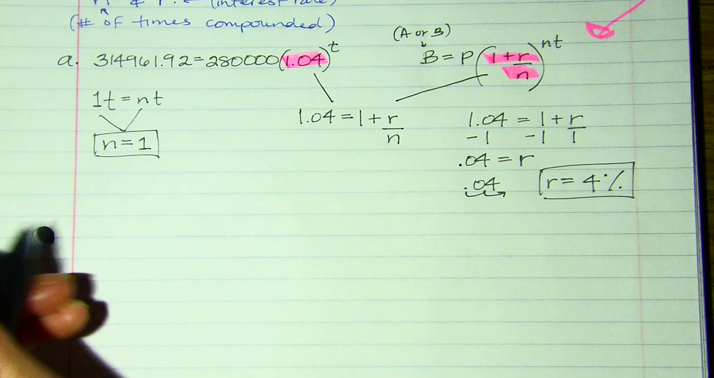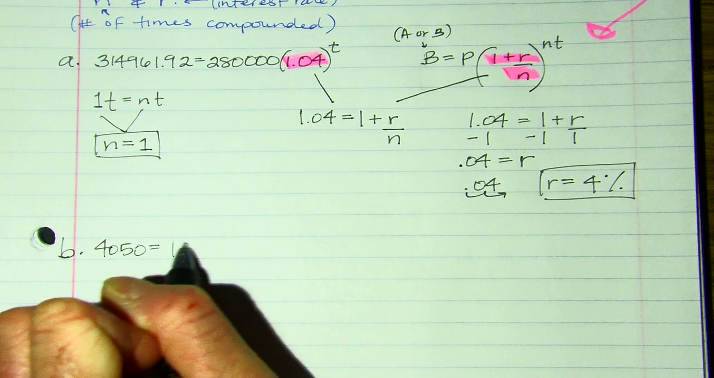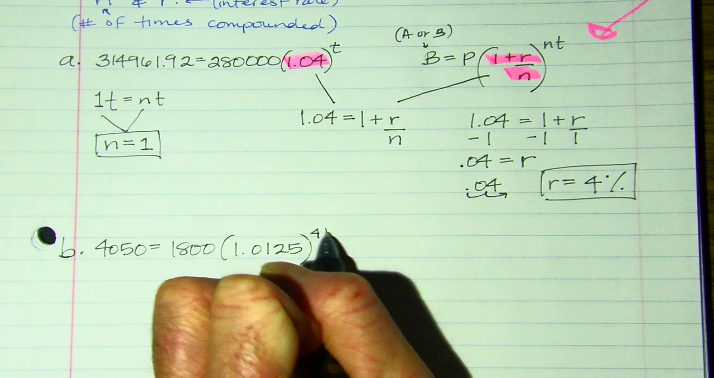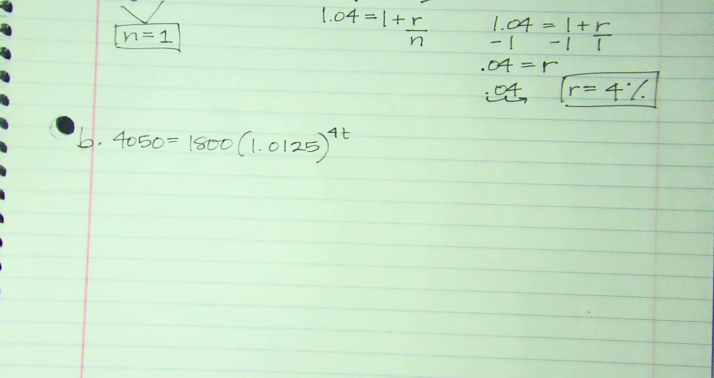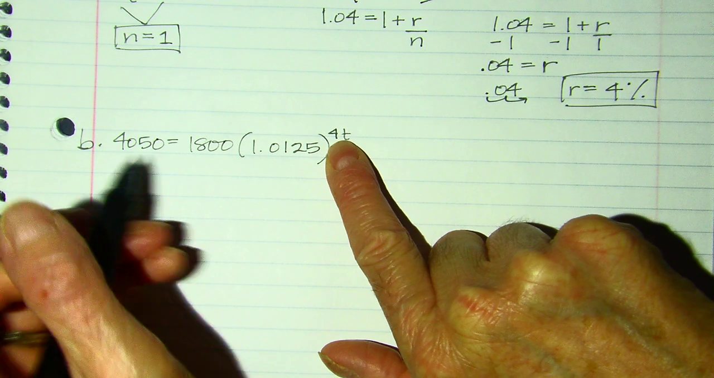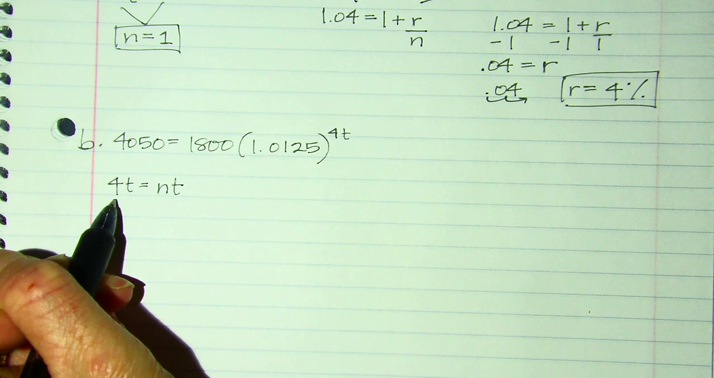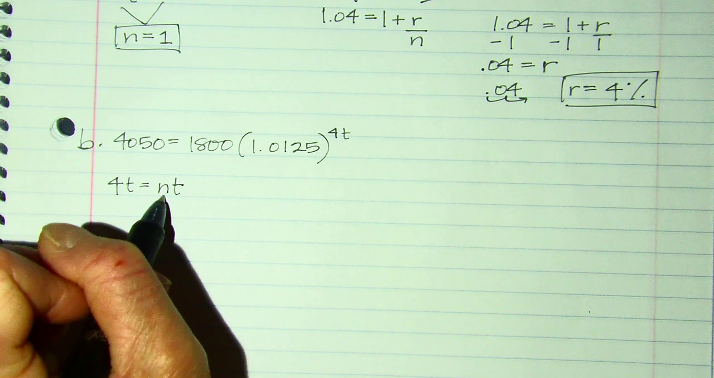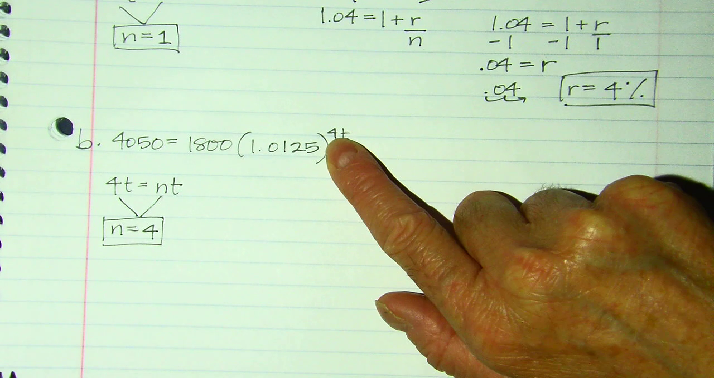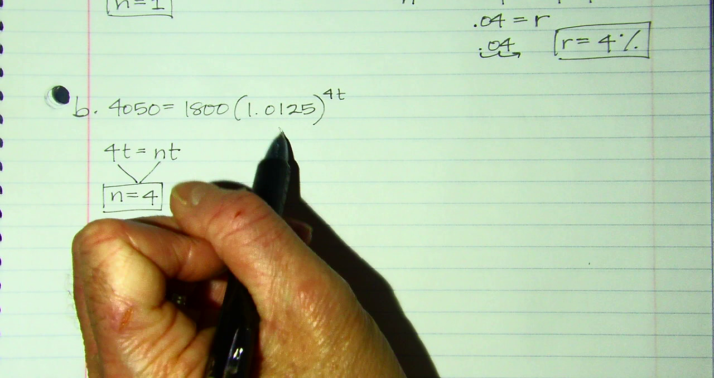So let's try another one, part B. If $4,050 equals the deposit of $1,800 times 1.0125 to the 4t. All right, so from here, remember, this part here must represent n times t. So if 4t equals n times t, then n must equal 4. So this one is being compounded. Do you remember which word represented 4? Quarterly. Okay.